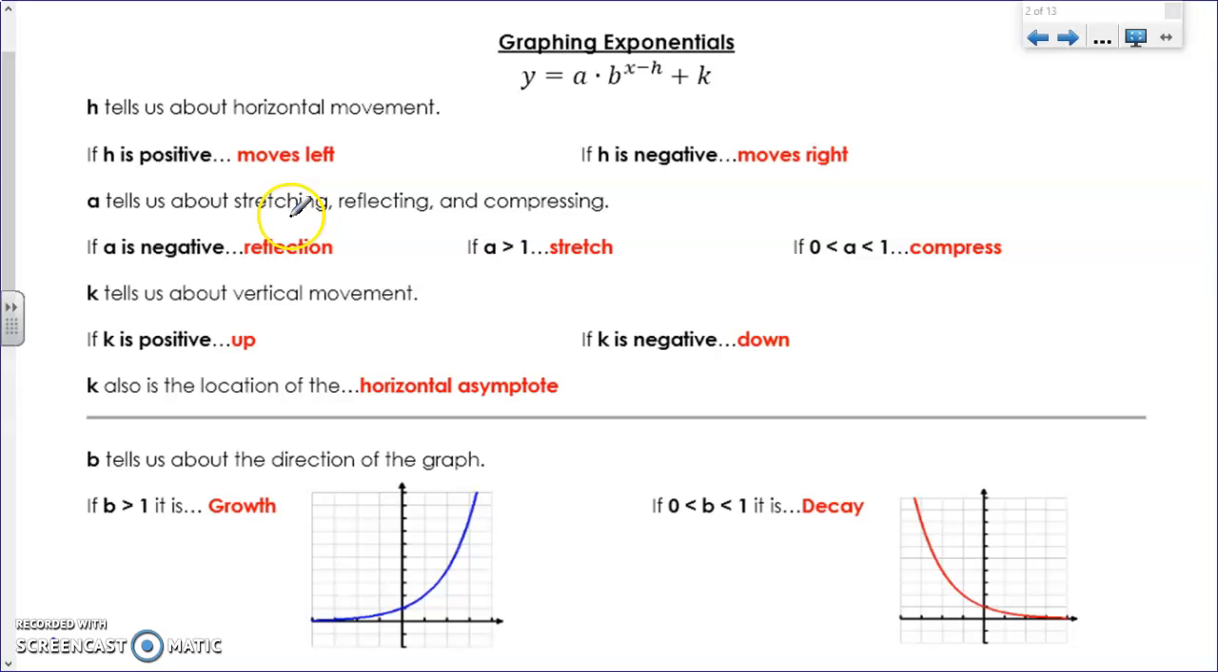Okay, so you'll notice here this is our standard y equals a. A tells us about stretching, reflecting, and compressing just like it did in quadratics. If a is negative, it's a reflection. If it's greater than 1, it stretches. And if it's between 0 and 1, it compresses.